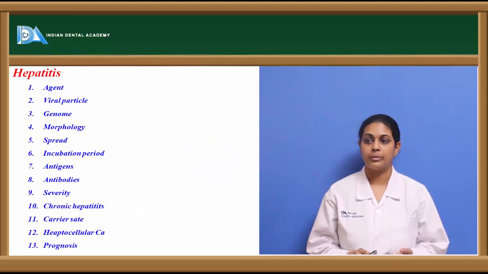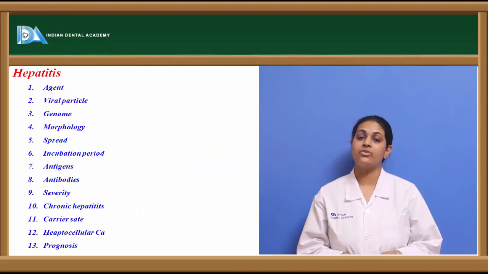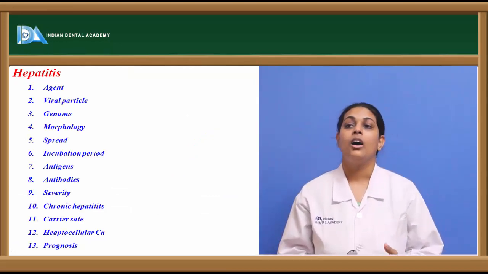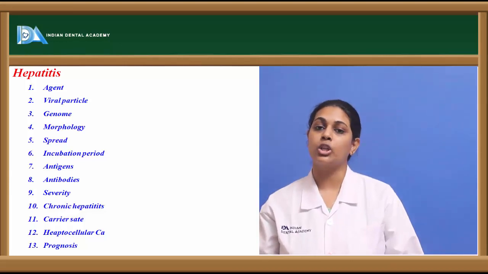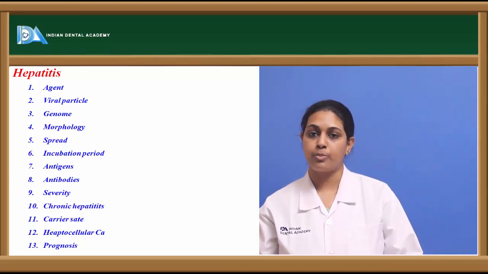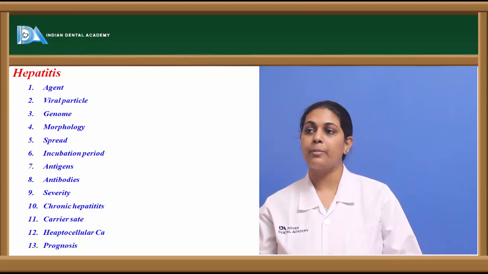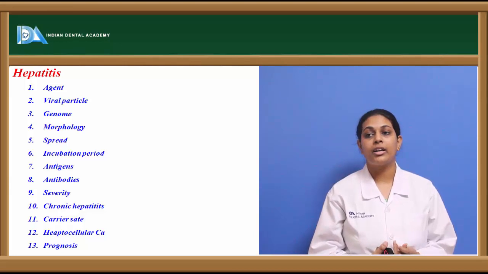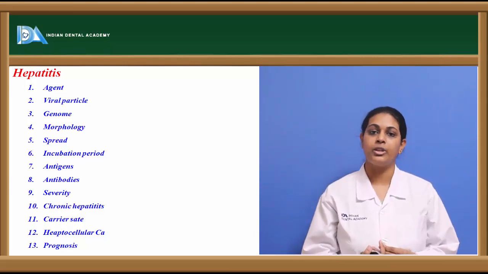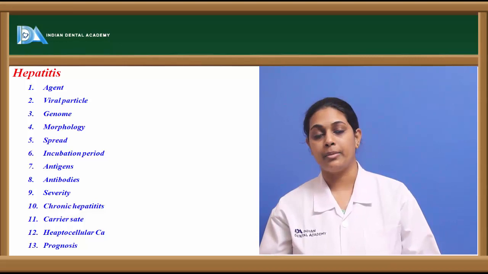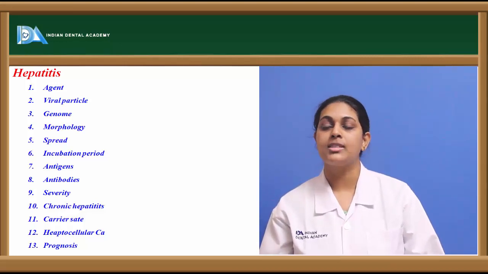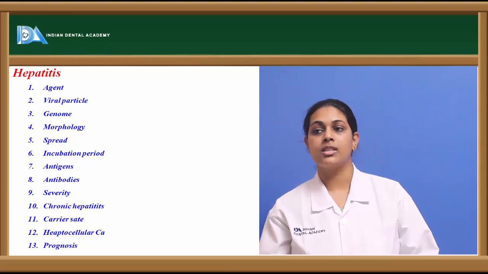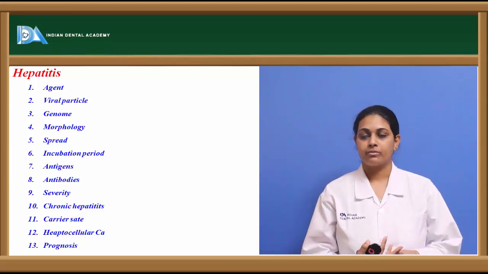Coming to the various features amongst all the 5 types of hepatitis viruses, hepatitis A is denoted as HAV, hepatitis B as HBV, hepatitis C as HCV, hepatitis D as HDV, and hepatitis E as HEV. Usually the viral particle in hepatitis A measures 27 nanometers, whereas HBV is 42 nanometers and HCV 30 to 60 nanometers. HDV measures 35 to 37 nanometers.